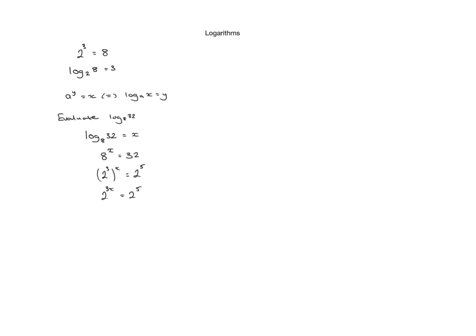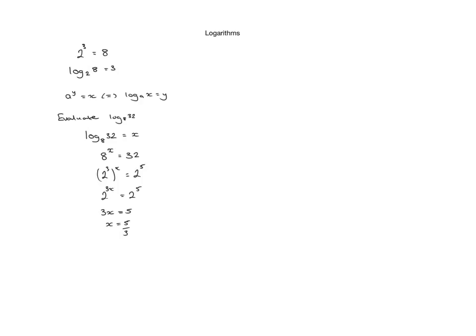Once we have the bases the same on the left and the right, here we have 2 and 2, we can now drop the bases, because all we're interested in is that the indexes are equal to each other. If we do that, we end up with 3x is equal to 5. We now have a very basic linear equation to solve, and x is equal to 5 over 3. Okay, I'm going to do another example just so that you get to see this again.